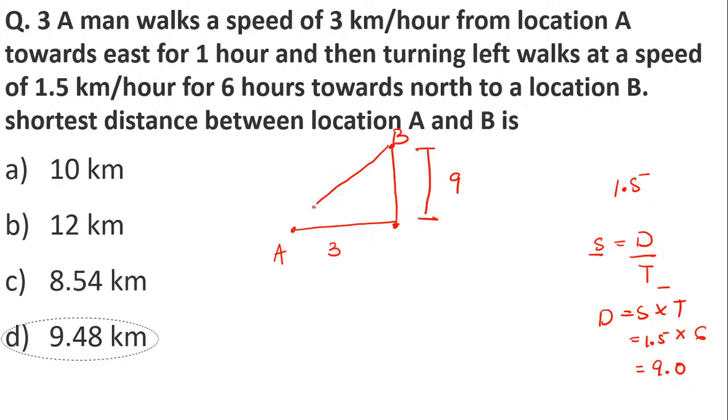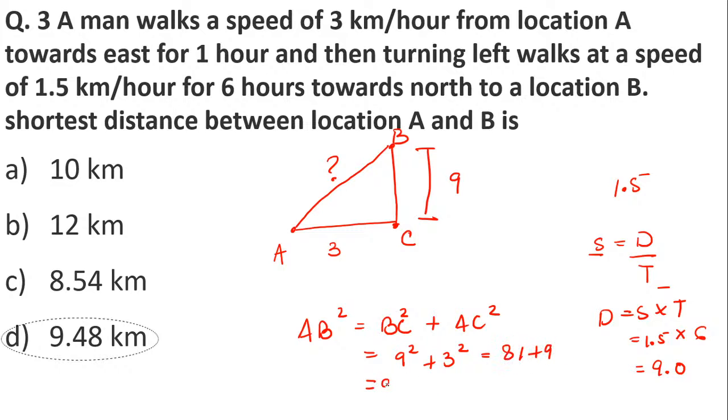So now we have to find this distance. AB we have to find. Let's imagine this as point C. So we can write it as AB square is equals to BC square plus AC square. So BC is how much? Your 9. 9 square is 81 and the square of 3 is 9. So 81 plus 9 is going to be 90. AB square is 90. So whenever the square goes this side, it becomes root. So AB is equals to under root of 90.